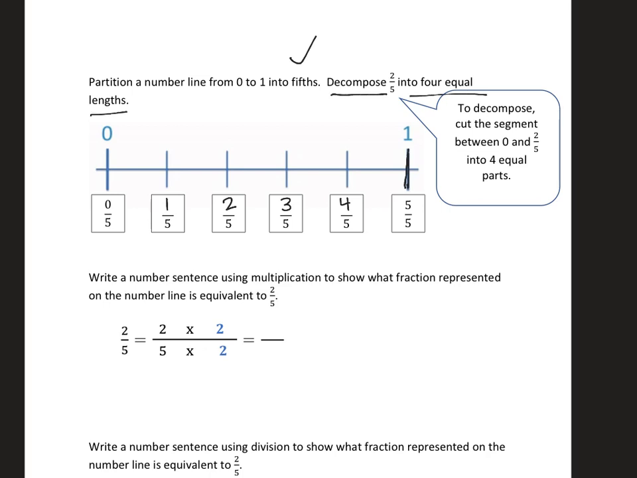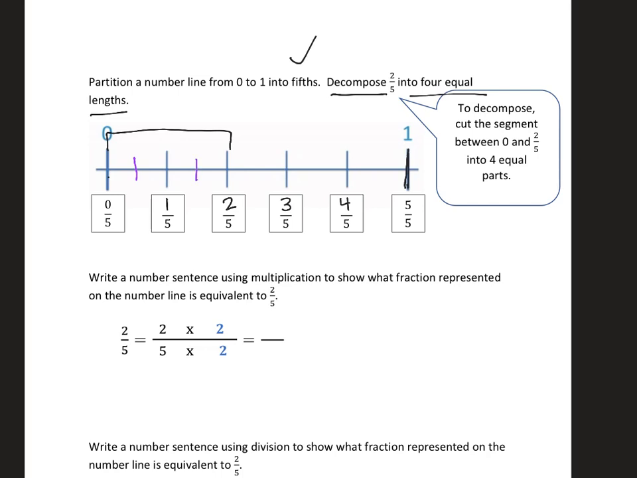So real quick, I'm just going to look at 2/5 and I'm going to draw a little bracket. Sorry, that is not a very good line. This is the section that I'm looking at right here. That is the section that I need to decompose into 4 equal lengths. So right now I have 2 lengths, right? So if I want to have 4 equal lengths, that means I'm going to divide them in half, right? So I'm going to put a line right here and put a line right here, okay?